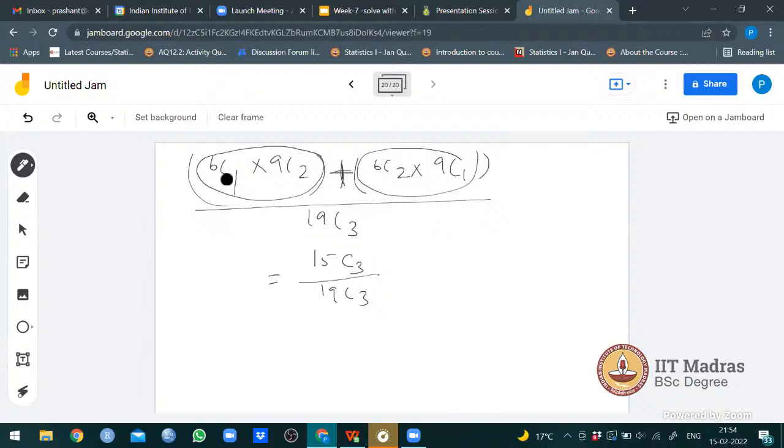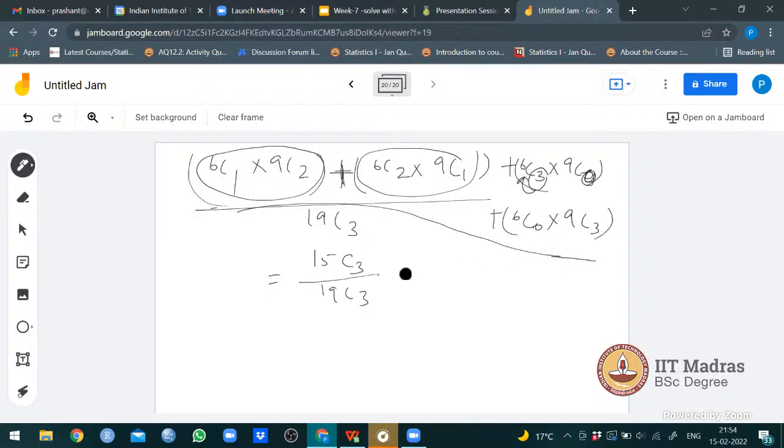The selection of all 3 white balls and all 3 black balls is not considered in the above case. It will be 6C3 and 9C0 plus 6C0 and 9C3. Black also has to be 0, because all 3 balls can be white, and then 0 balls will be from black. Then this whole thing divided by 19C3. So this is a complex approach. Actually, this is the simple one: you have not selected red, so that means black plus white. This one is so simple.